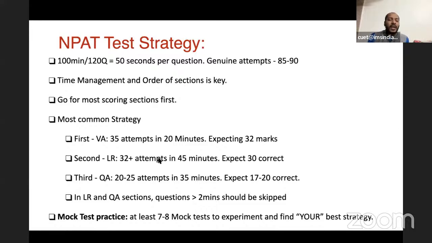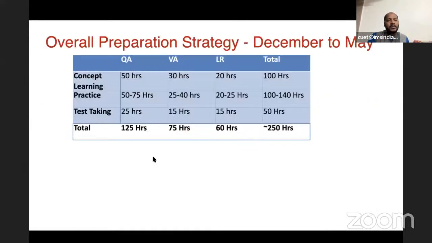And I think if you just follow this, complete your preparation, chapter level practice, then practice exercise, then chapter level tests. As you would have seen in the previous slide, learning has to be concept learning, then practice.